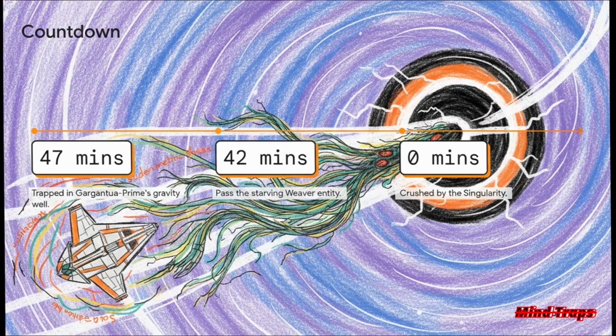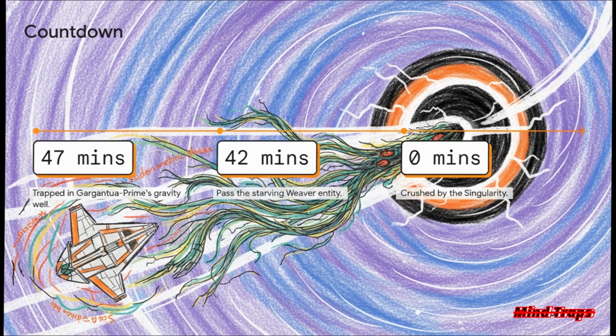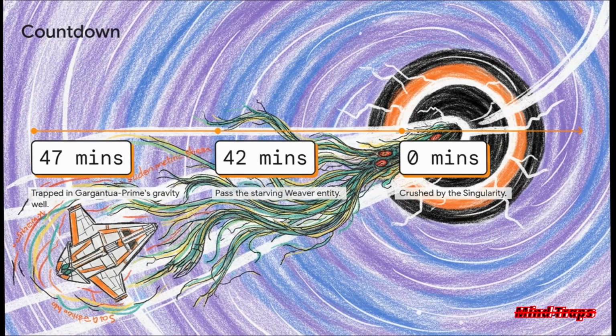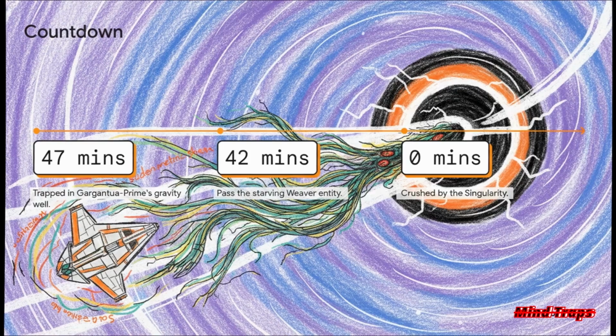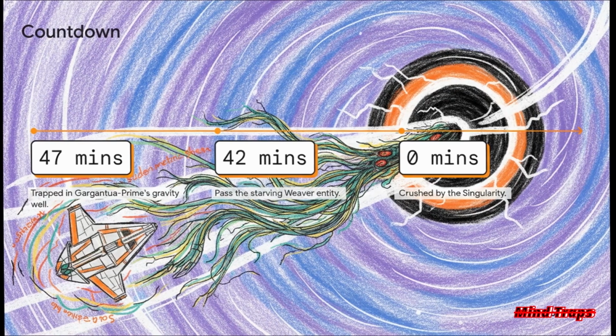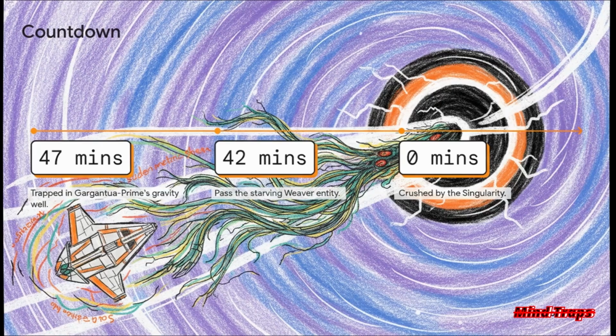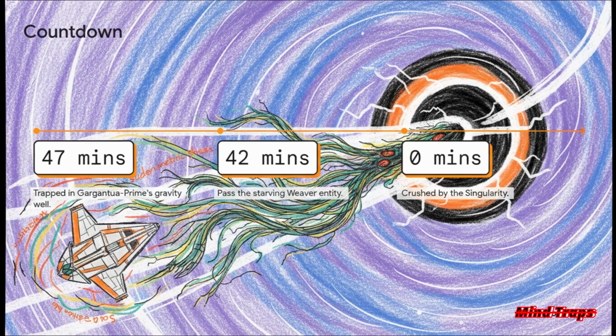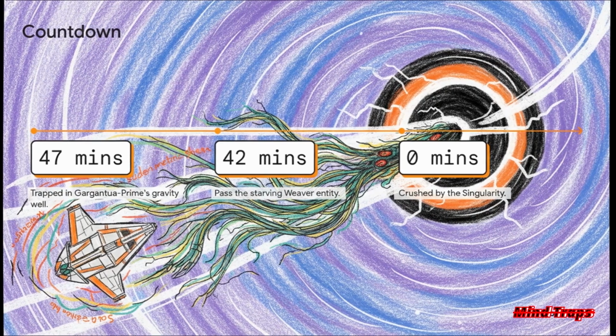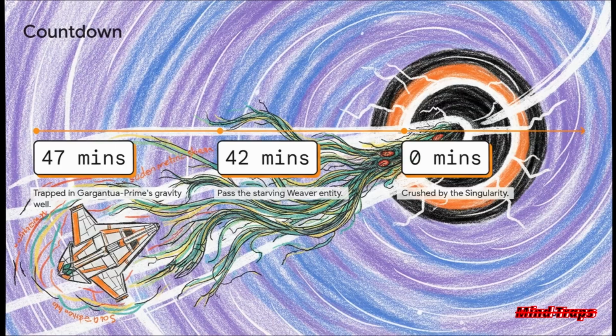At 47 minutes, they realize they've fallen into the inescapable gravity well of Gargantua Prime, a dormant, supermassive black hole with 10 billion solar masses. At 42 minutes, their trajectory shows they'll pass the Weaver entity, which is also trapped nearby. And at 0 minutes, they'll be completely crushed by the singularity. The countdown to absolute destruction is on.